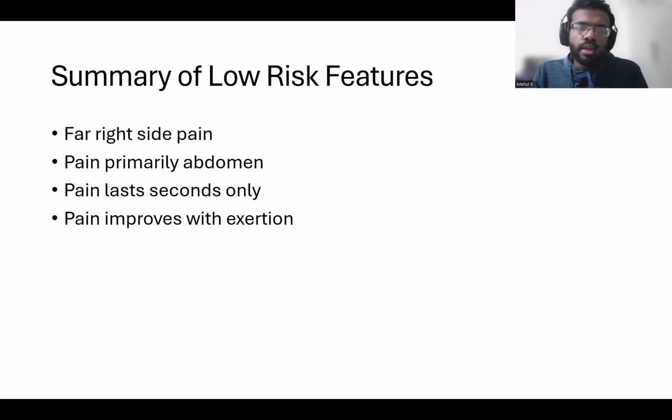So in summary, what are the low risk features? When it comes to position of the chest pain, the center can be MI, to the right can be MI, to the left can be MI, to the far left can be MI, but only to the far right side of the chest, unlikely to be MI. Unlikely, not impossible, but unlikely. None of the things I have discussed completely rule out MI. There's literally nothing that can rule out MI based on history and physical examination alone, but you can get an idea. Pain primarily in the abdomen could be MI, but the chances are less, obviously, compared to chest pain.